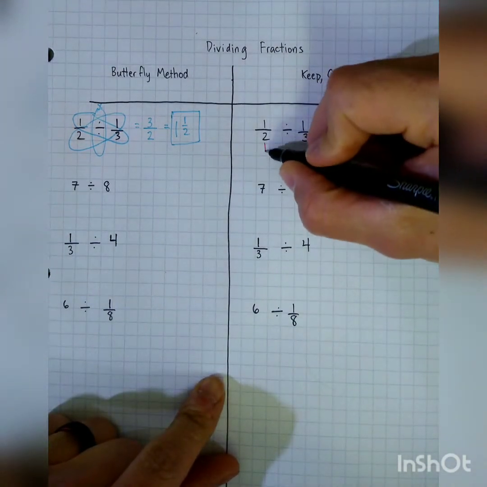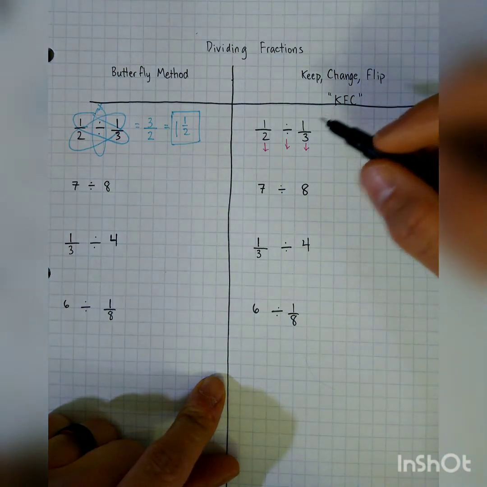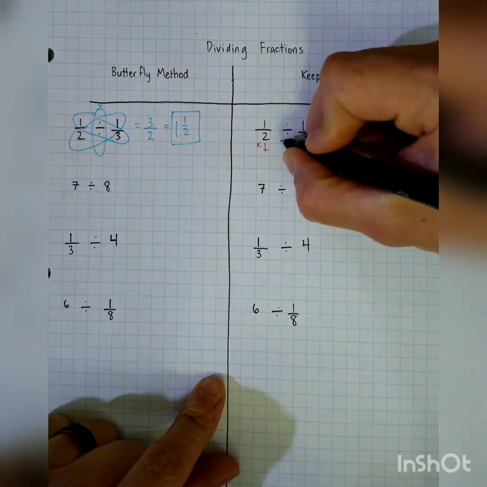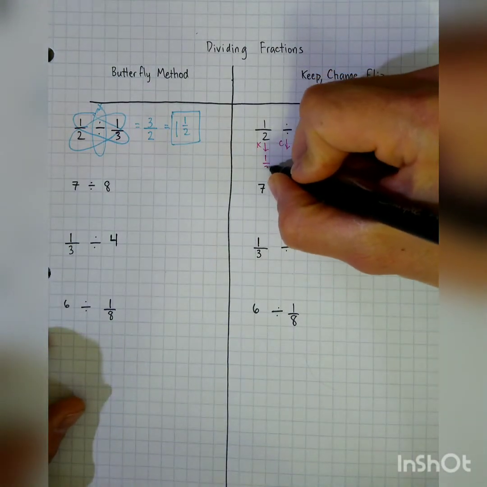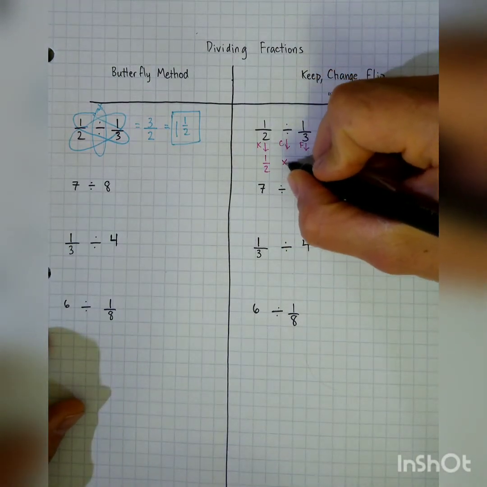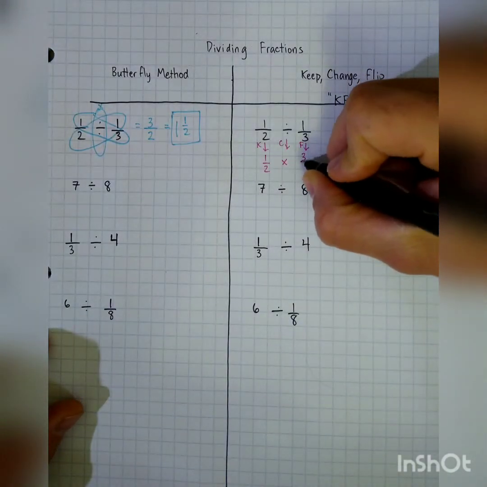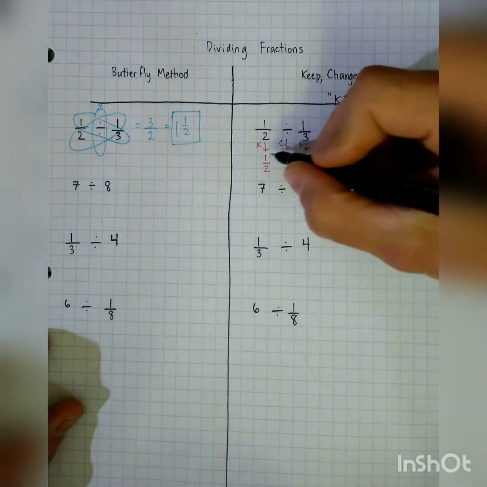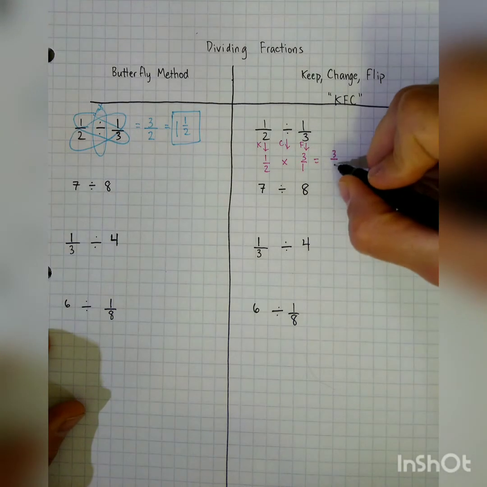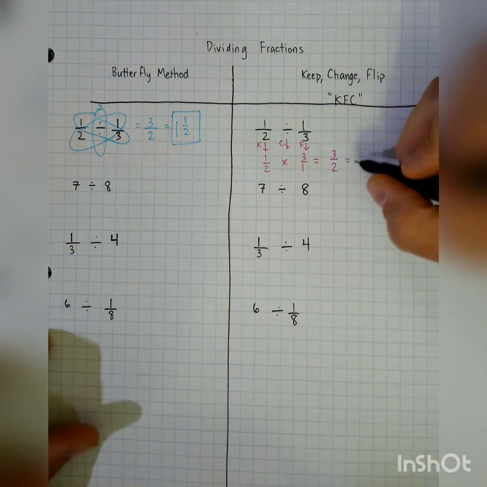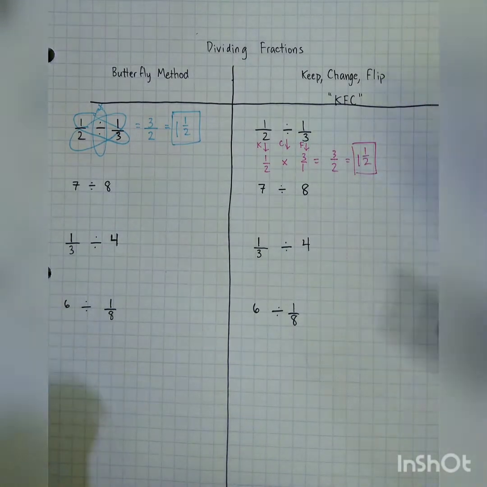Let's see what this looks like using the strategy of KFC. Here I'm going to keep 1/2 as 1/2. I'm going to change division to multiplication, and I'm going to flip 1/3 to 3/1. Now I just multiply numerator times numerator, and I get 3. Denominator times denominator, I get 2. Same thing, 3/2 simplifies to 1 1/2.